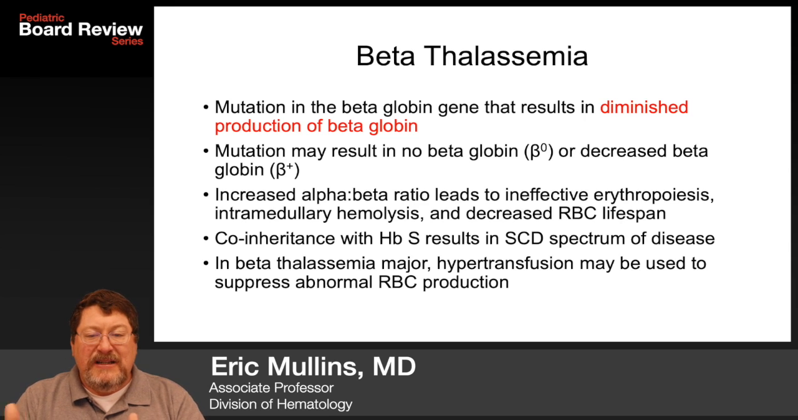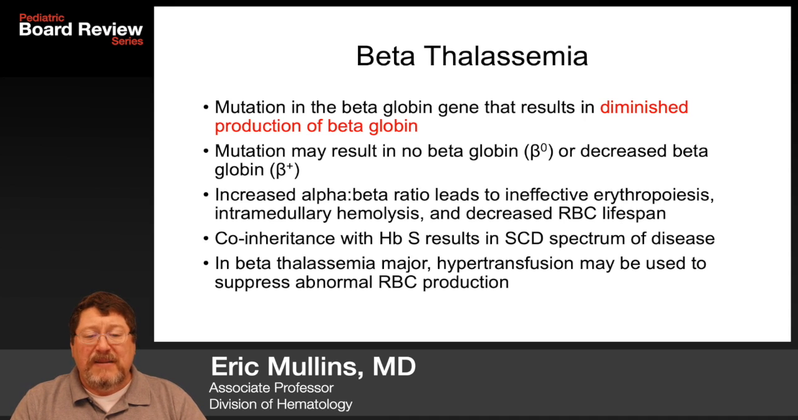But this ratio of alpha to beta is very important, because if you have increased alpha to beta ratio, you get ineffective erythropoiesis, you get hemolysis of the erythropoietic cells, and decreased red blood cell lifespan. So in addition to just not making cells very well, your cells that are made are not as stable as normal red blood cells. Beta thalassemia may be inherited with hemoglobin S, and that may result in a more sickle cell spectrum of disease as well.